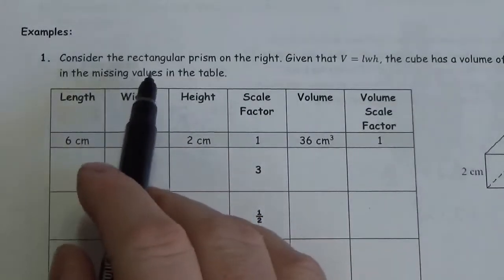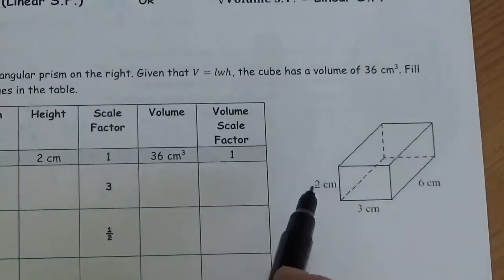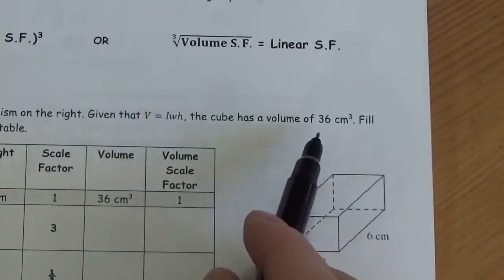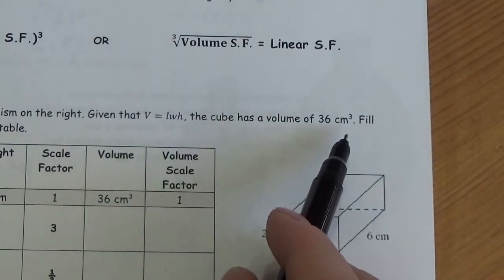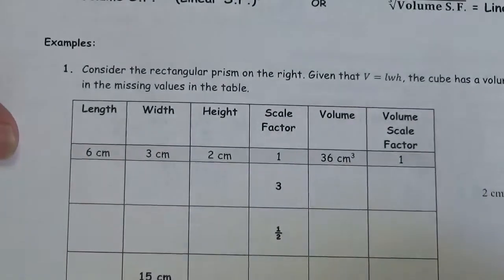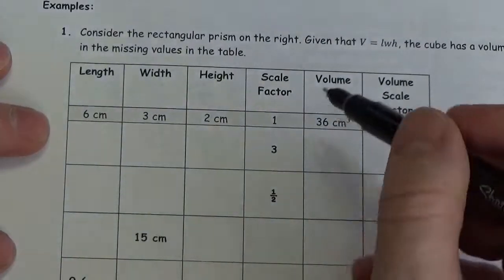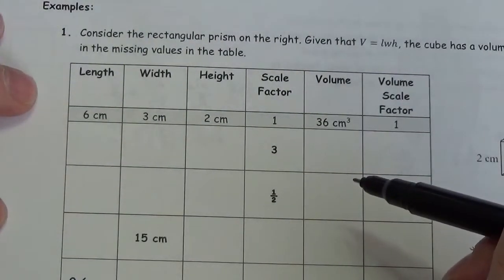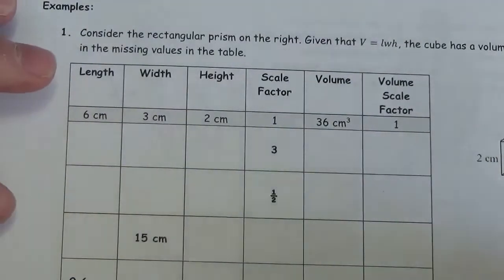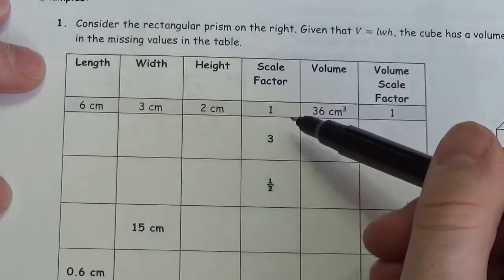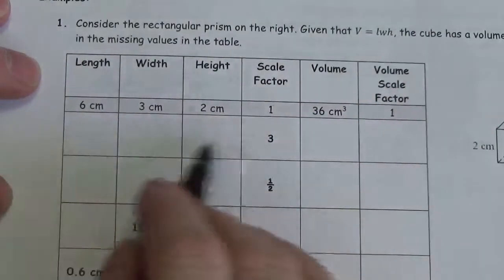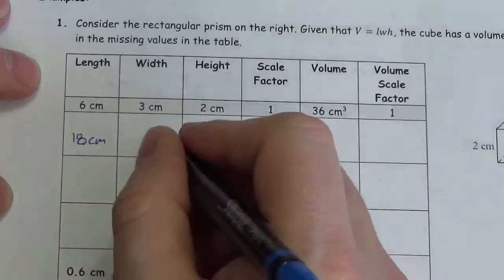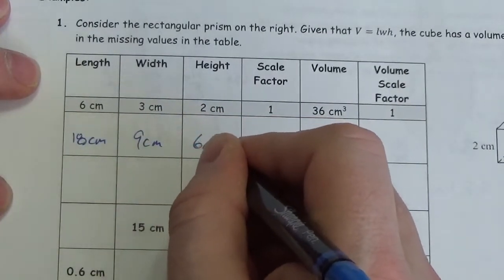Okay, so this question says, consider the rectangular prism on the right. So 2, 3, 6. Given that the volume is length times width times height, the cube has a volume of 36 centimeters cubed. Fill in the missing values on the table. When we look at this, basically what we're doing is creating new shapes here. So our scale factor, we're just going to go 1 to 3, which means each of these is going to get multiplied by 3. So that'll be 18 centimeters, 9 centimeters, and 6 centimeters.